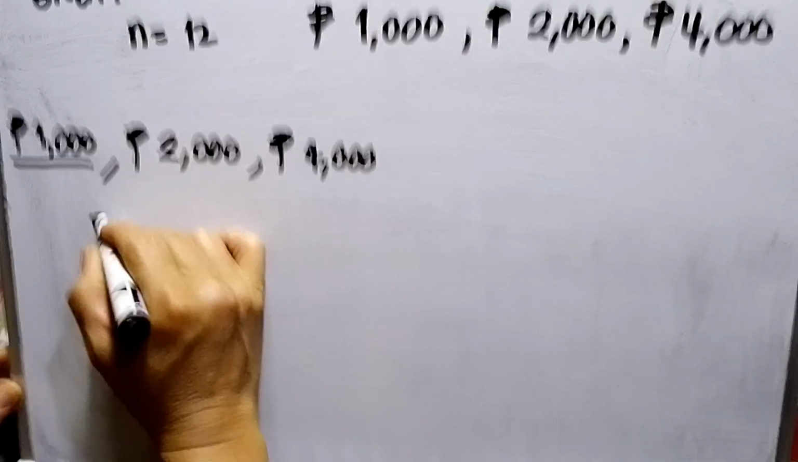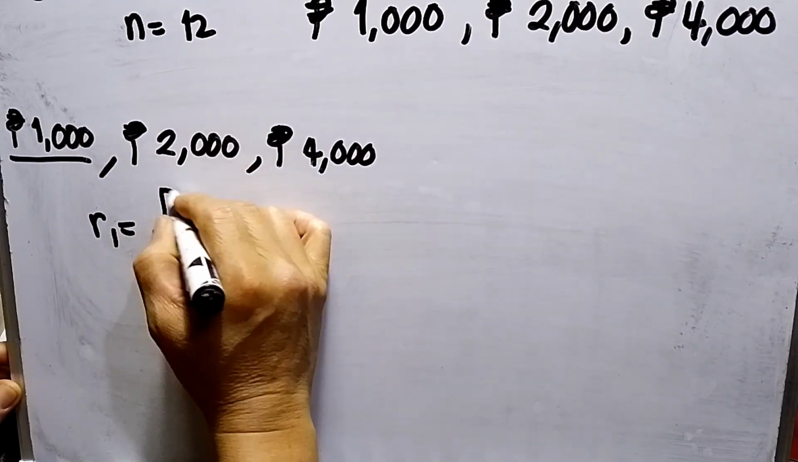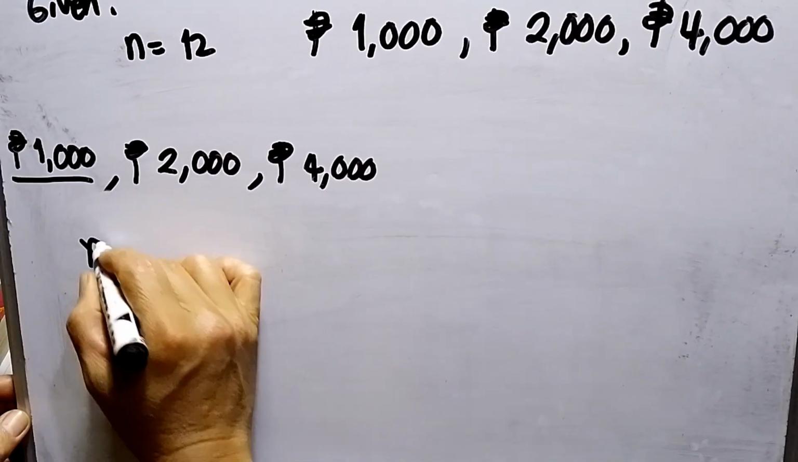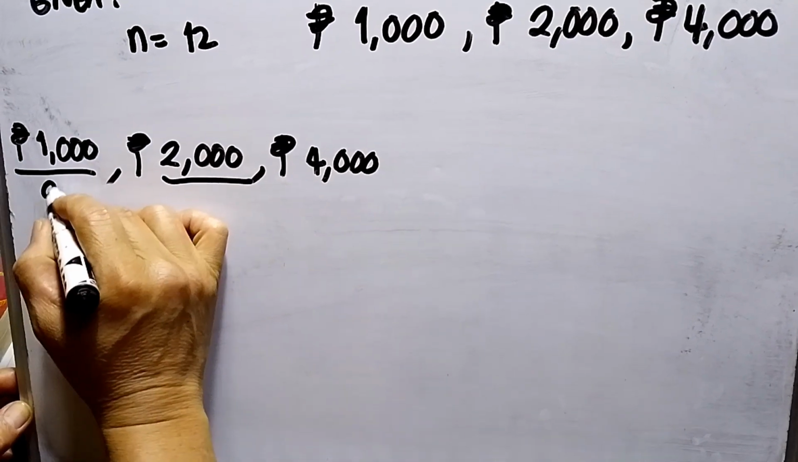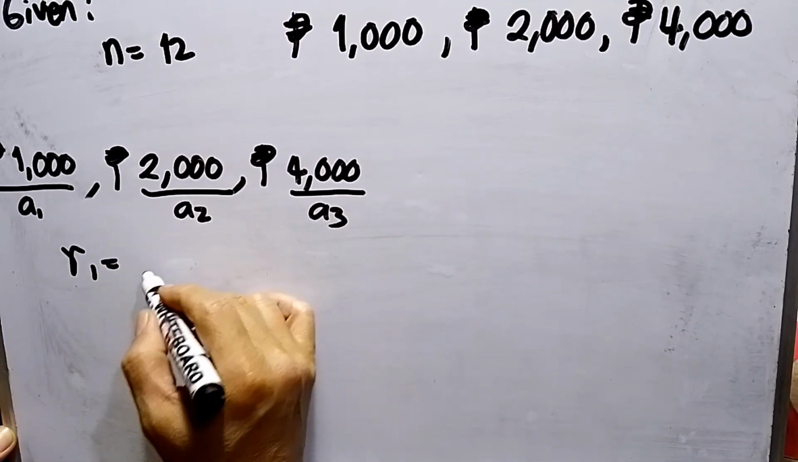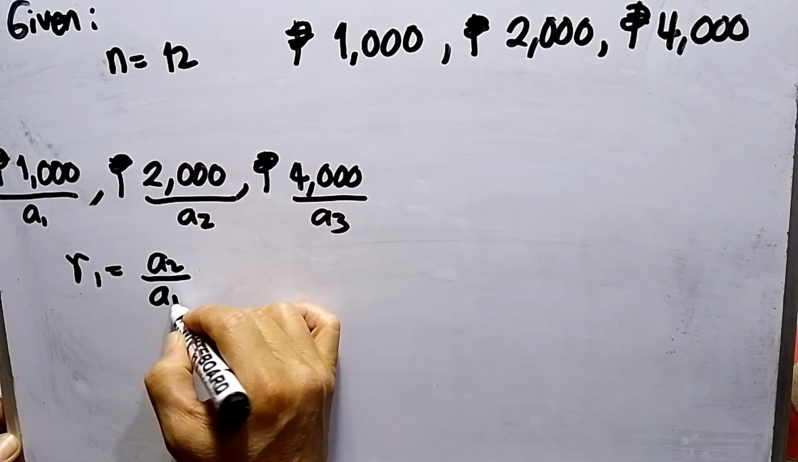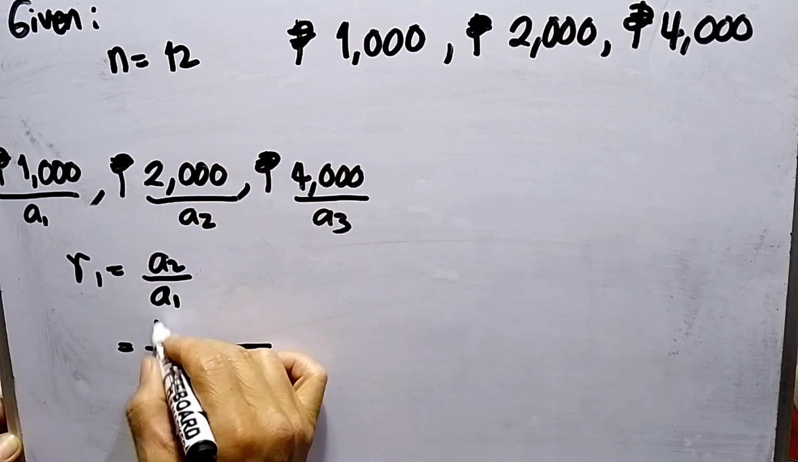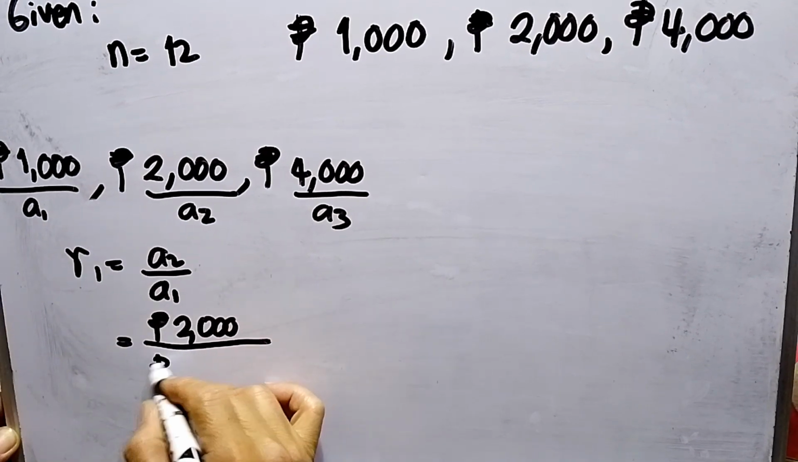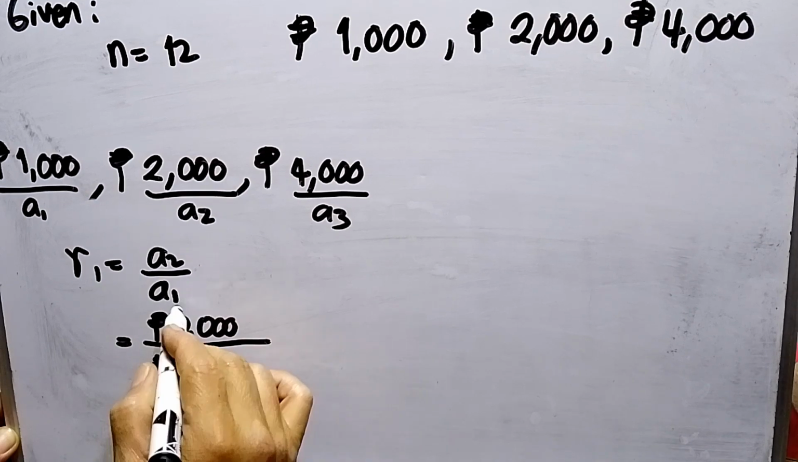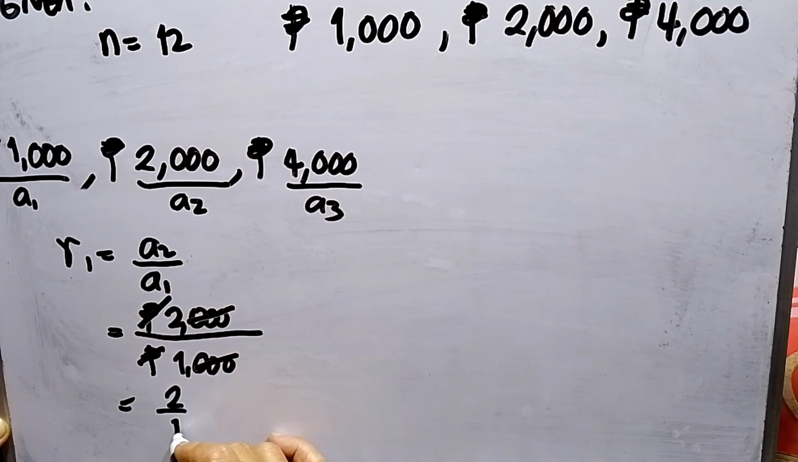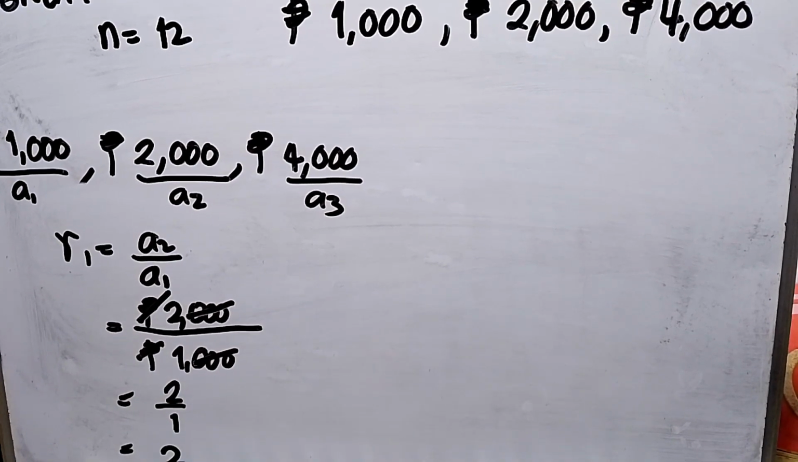So how to solve the ratio? Let's start with the formula. R1 is equal to A2 over A1, where this is my A1, this is my A2, and this is A3. A2 is 2,000 and A1 is 1,000. The three zeros will be crossed out. So I have 2 over 1, which is equal to 2. So my R1 is equal to 2.